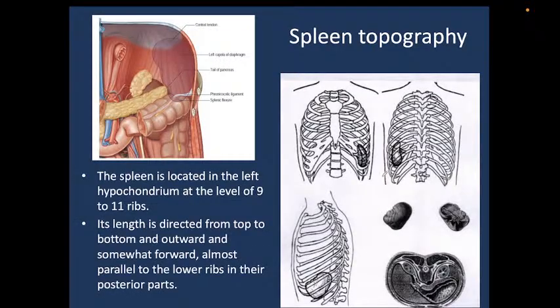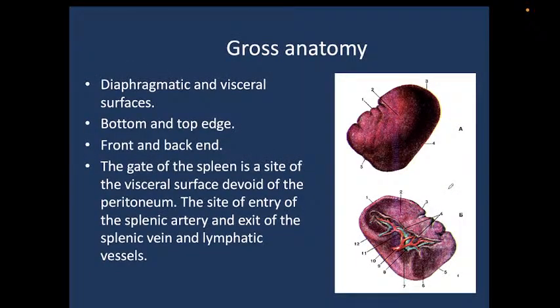The spleen is located in the left hypochondrium. We call this the left part of the abdominal cavity, between the 9th and 11th ribs. Its length is directed from top to bottom and outward and somewhat forward, almost parallel to the lower ribs in their posterior part.